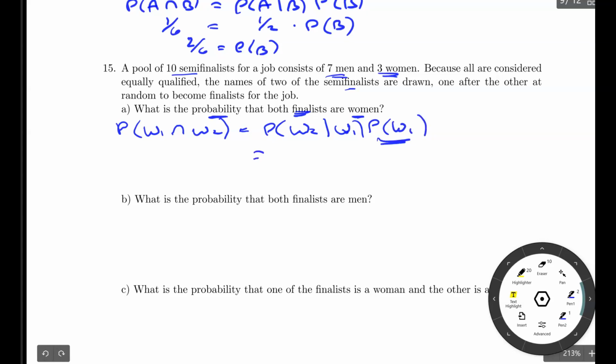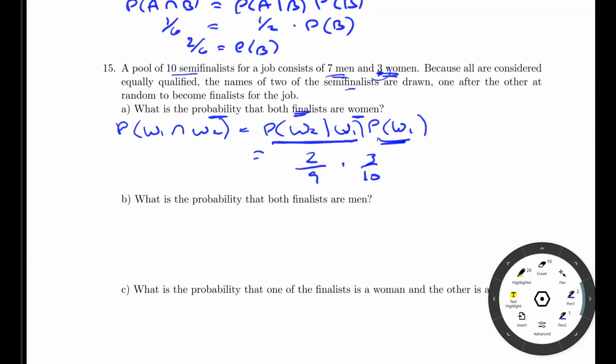Okay, so let's figure out this first. What's the probability the first one was a woman? Well, there's 10 finalists, right? And there's 3 women, so that's 3 out of the 10. So what will this be? Probability that the second is a woman, given that the first is a woman. So out of the 10 semifinalists, I've already chosen one of the women, so I've really got 9 left to choose from. And I've already chosen one of these 3 women, so there's only 2 of those left to choose from. So there you go.